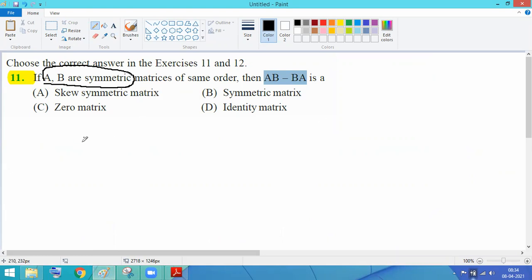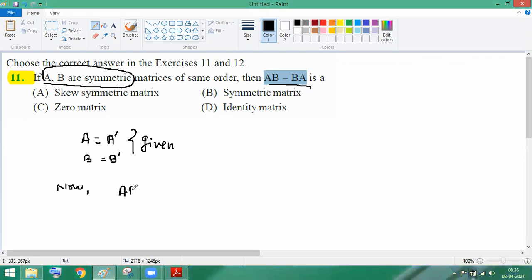What is given is that A equals A transpose, that is A equals A dash, and B equals B dash. It is given here that A and B are symmetric matrices. Now, to check which type of matrix AB minus BA will be, I will first take the transpose. So I take the whole transpose of AB minus BA.